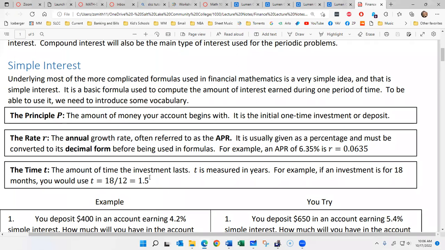And the time is the amount the investment lasts. It's measured in years. So 18 months, you would have to convert that by 18 months, divided by 12 months a year, into 1.5.